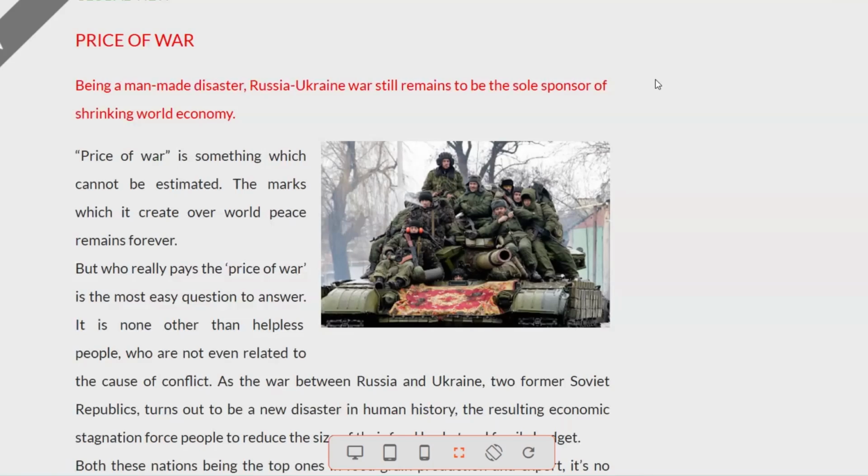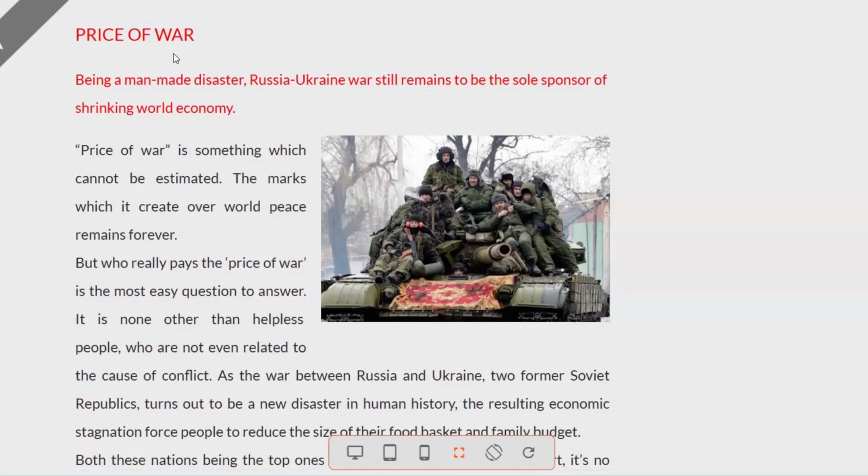Then you should write a heading or headline for the article. Here in this article, I had given a small headline. This "Price of War" is called the headline of this article. In this headline, I had just given three words. Only three words are there. From that itself, we will get a small idea about the article. You could include nearly 6 or 7 words in the headline. I have only given three words, but you could include more.